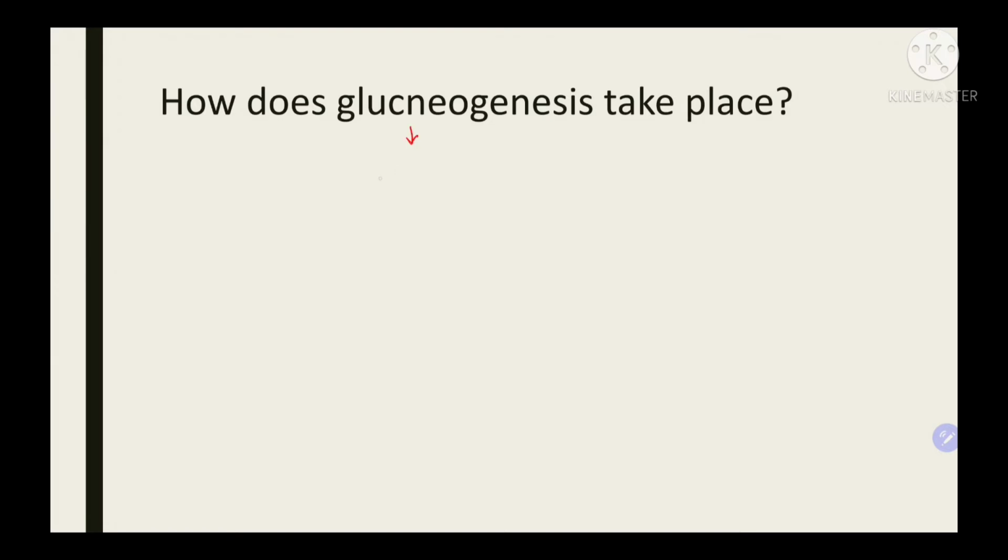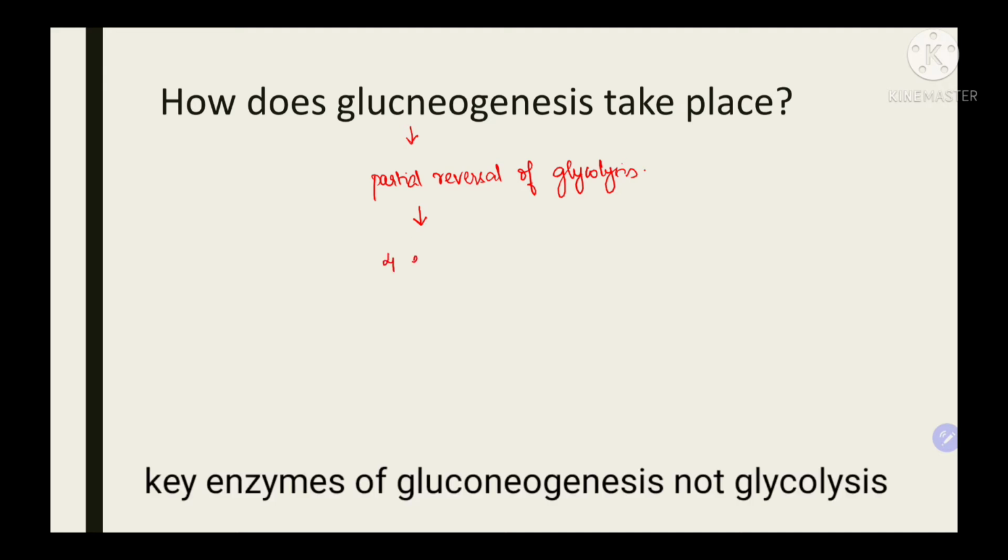So gluconeogenesis is partial reversal of glycolysis. There are some irreversible steps in glycolysis and there are some reversible steps in glycolysis. So keeping the reversible steps in glycolysis, the irreversible steps are overcome by 4 enzymes which are the key enzymes for gluconeogenesis, which we will see in the coming slides. In total, it is a 10-step reaction in which the 4 enzymes are key enzymes.